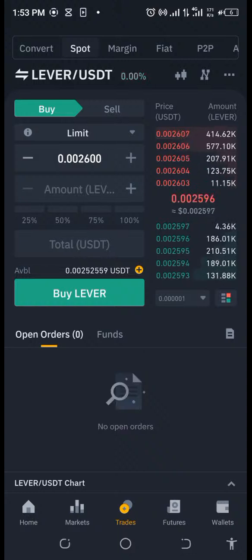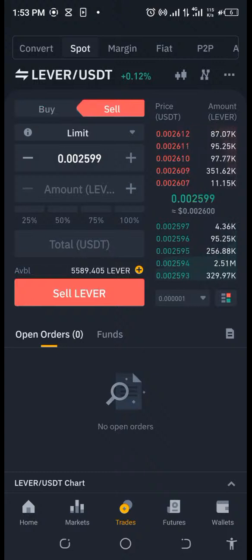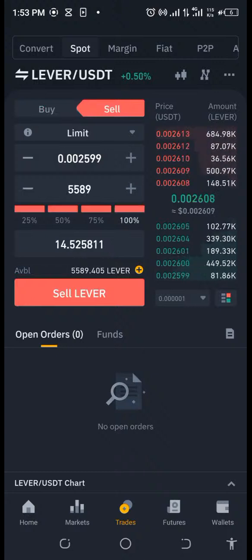All right, so we've actually bought the lever immediately, and as we speak right now, this is what we have. If we check sell, we have this amount. Okay, so you can see we're already in profit, right? But I am not going to sell at this price. I'm going to sell at a higher price than what we have here.